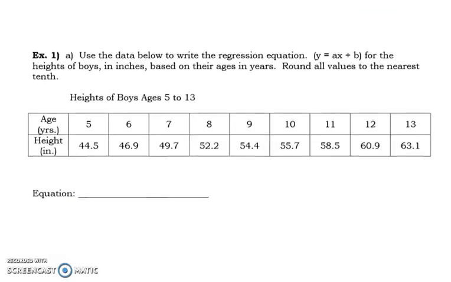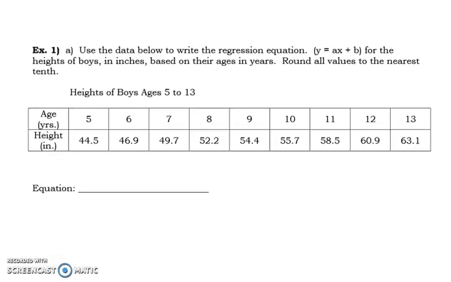So in example 1, we're going to use the data below to write the regression equation, y equals ax plus b. Again, notice that they're telling me what kind of regression to do. They're telling me to do a linear regression for the height of boys in inches based on their age in years. And we're going to round all values to the nearest tenth. So at this point, pause the video, run a linear regression for the data, and then come up with the equation rounded to the nearest tenth.